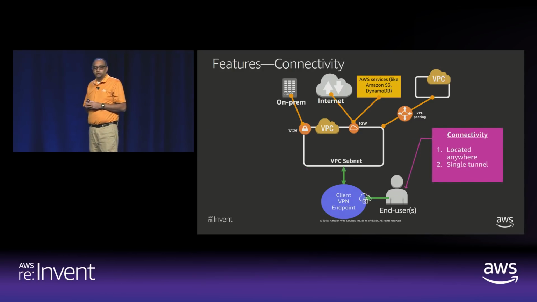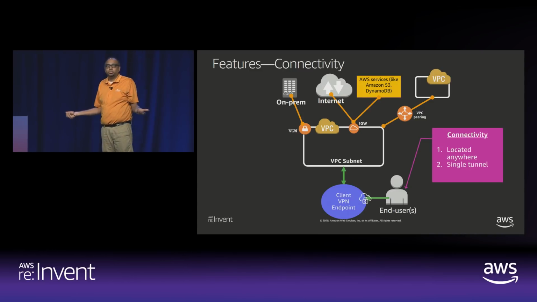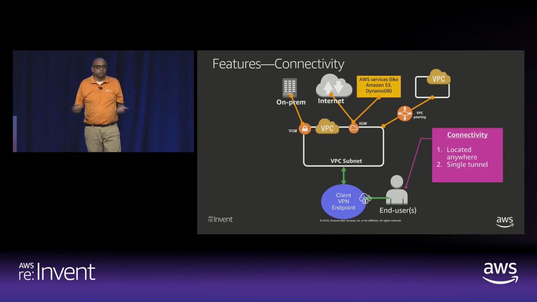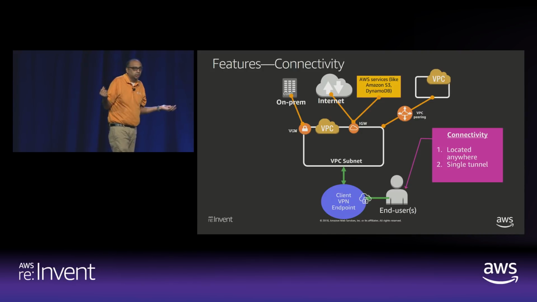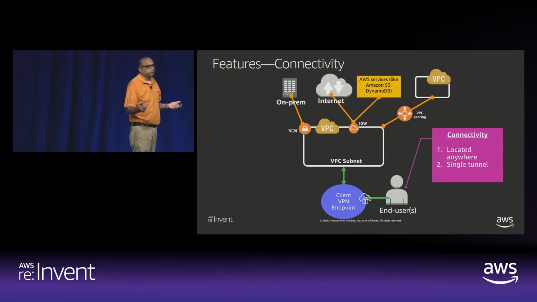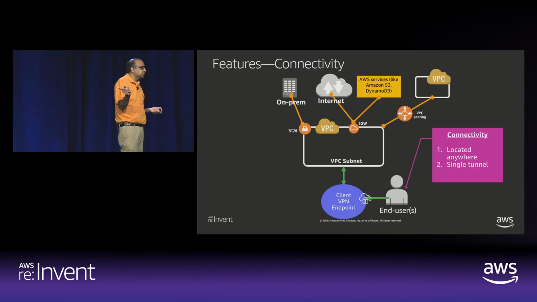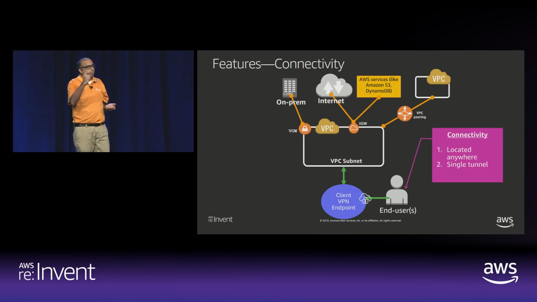The next feature is connectivity. One of the things I mentioned earlier was that with client VPN, you can access any resource from any location. Your end user could be located anywhere. They could be at home, they could be traveling, they could be in a conference like this, or they could also be on-premise. Doesn't matter. They're going to connect to your client VPN endpoint. And from a connectivity standpoint, using a single tunnel that they establish, they can access any resource, be it the VPC that was associated, the other VPCs that are peered to the VPC, on-prem, internet, or other AWS services. They can access any resource.